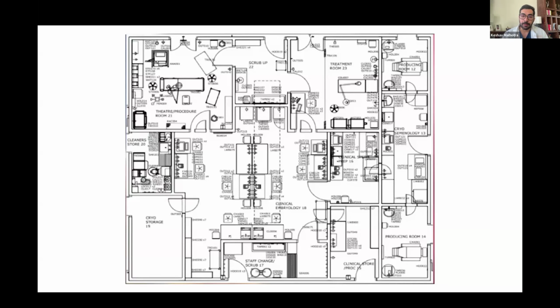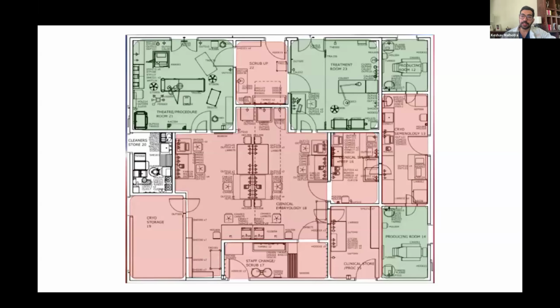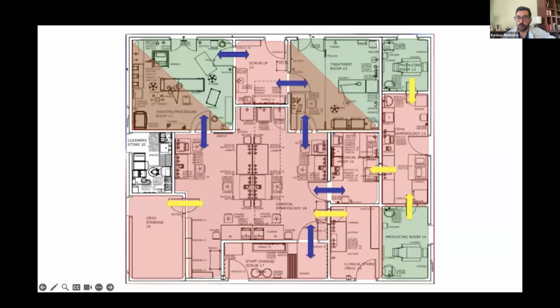But now when we look at the last 40 years and how IVF lab design has evolved, we can see that in these blueprints, there are now segregations for what areas are going to be used by the staff, what areas are going to be used by the patients, and what areas have an overlap between these two.